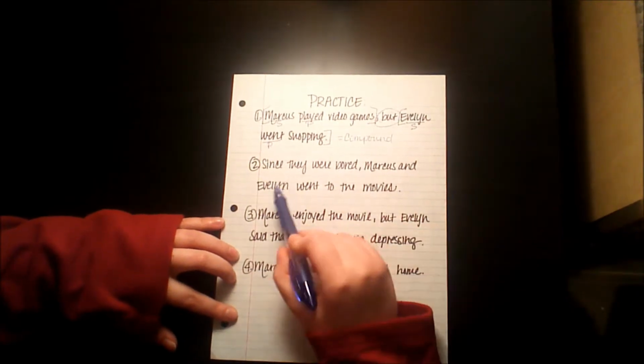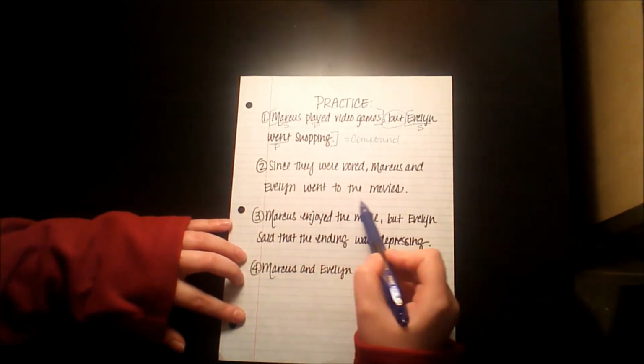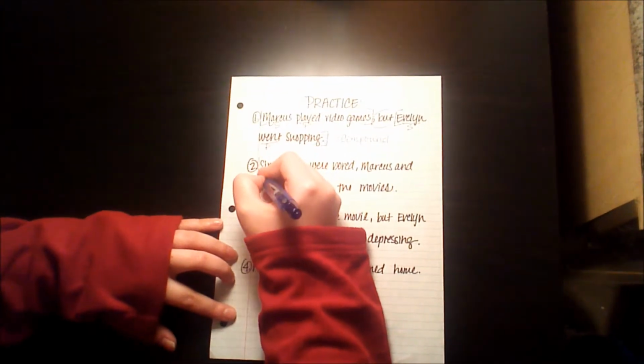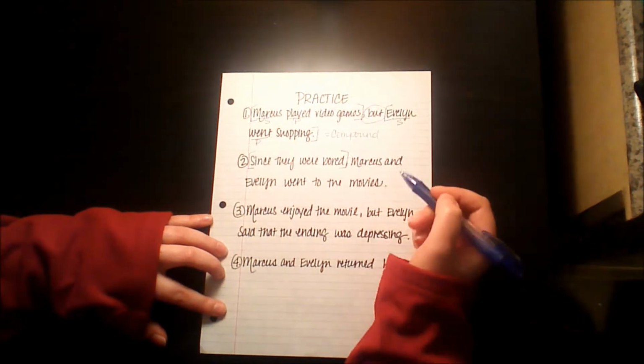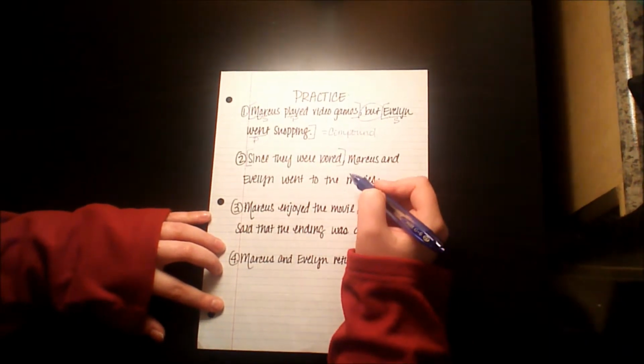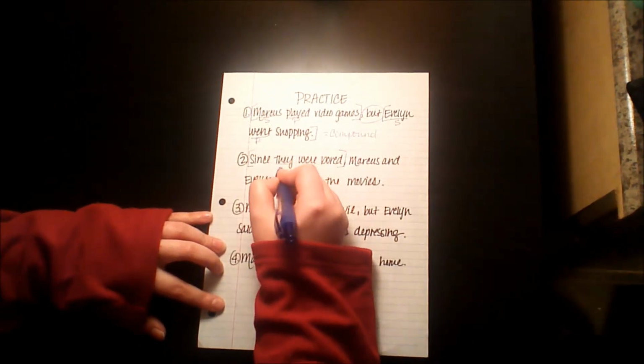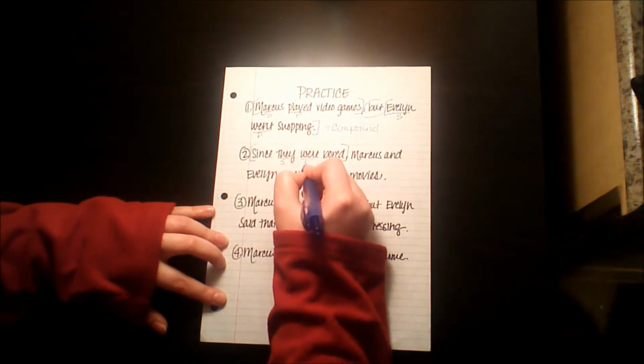Okay, number 2. Since they were bored, Marcus and Evelyn went to the movies. Let's take it segment by segment. Since they were bored. Okay, this needs more information, so we automatically know it's a dependent clause, but we still have a subject, which is they, were, which is our predicate.